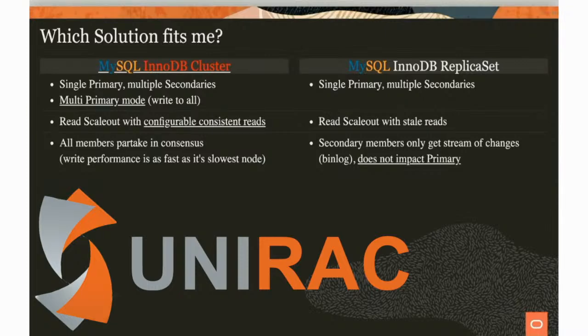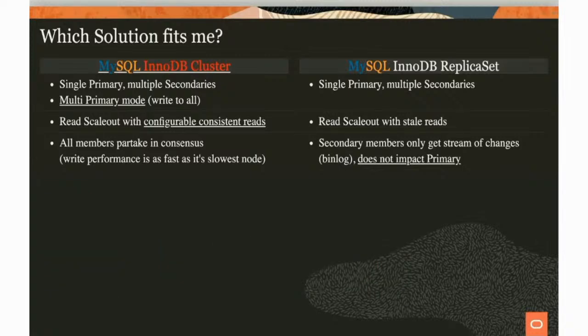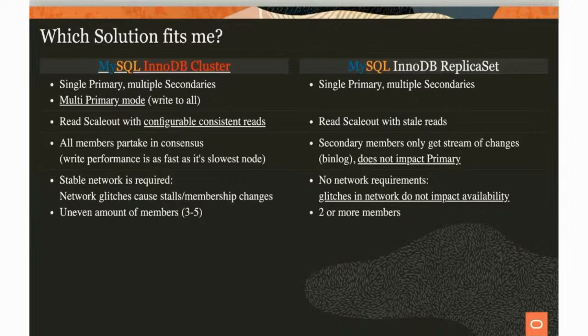In InnoDB Cluster, all members are part of consensus. So keep in mind that your write performance is basically as fast as your slowest node. And for every transaction you commit, there is a network overhead. So one round trip to the other members. With InnoDB Replicaset, that's not the case. It's fully asynchronous, and the secondary members, they just get this stream of changes of the system. So they do not impact the primary at all, or any network partition does not impact the primary. So that means that a stable network is really required for InnoDB Cluster. So any network glitch will cause stalls or membership changes.